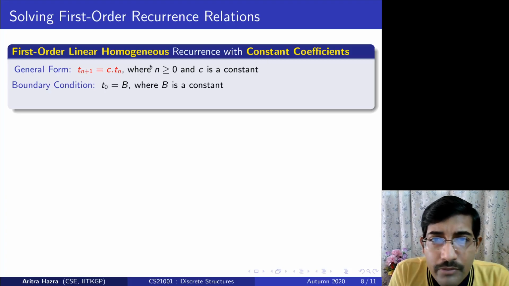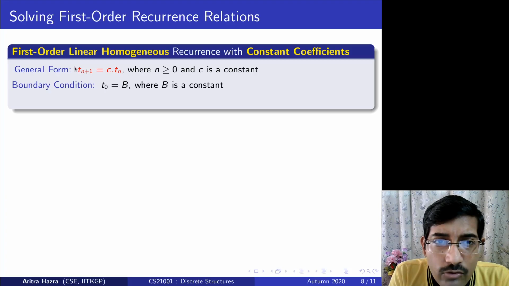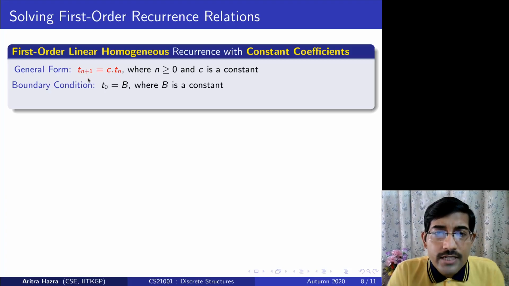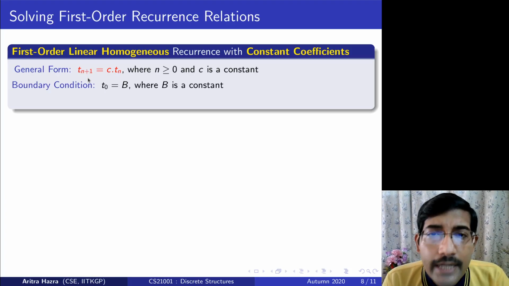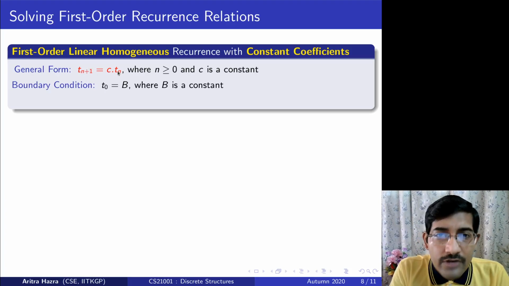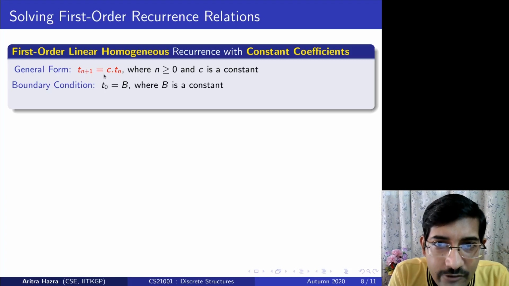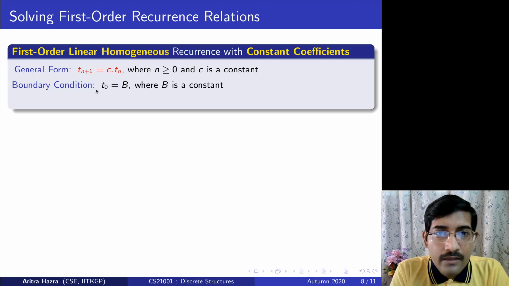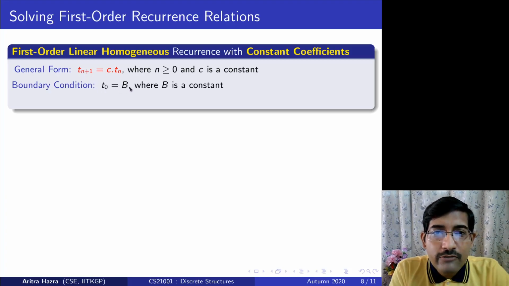What do you mean by constant coefficient? You see that the coefficient of Tn plus 1 is 1. The coefficient of Tn is C, which is a constant. So all the coefficients that occur with the recurrence function are of constant type. So this is a first order, linear, homogeneous, constant coefficient recurrence. Boundary condition, as we saw, T0 equal to B.